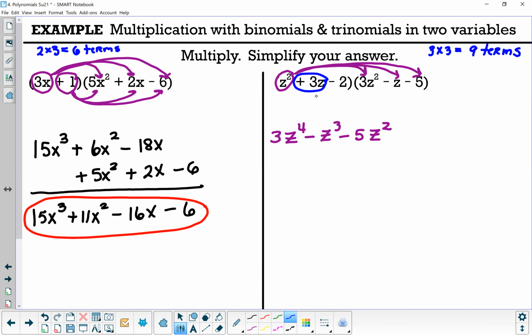Plus 3z distributed there, there, there. All right, 3z multiplied to 3z squared is plus 9z cubed. 3z multiplied to the minus 1z gives me minus 3z squared. And 3z multiplied to the minus 5 gives me minus 15z.